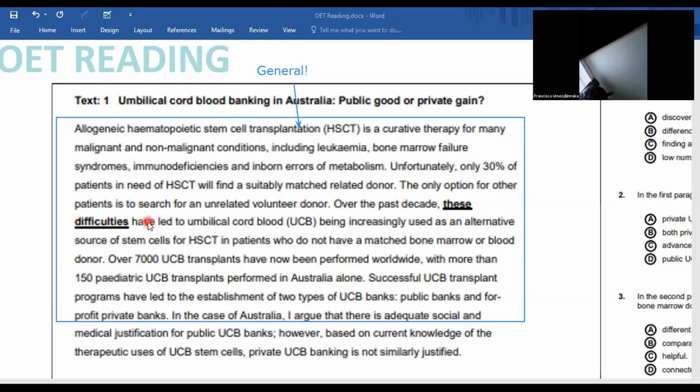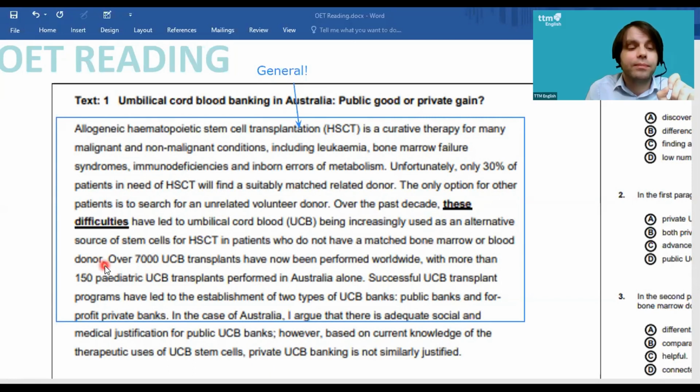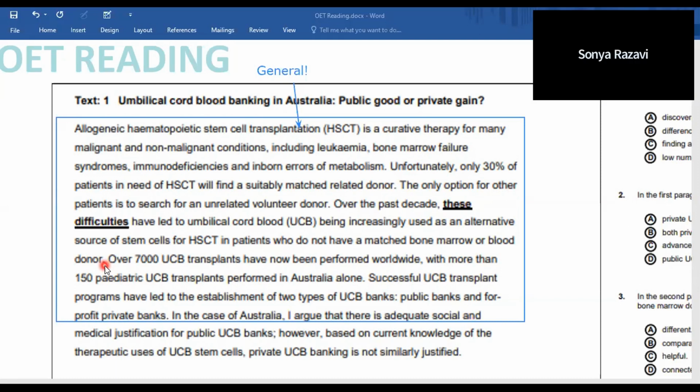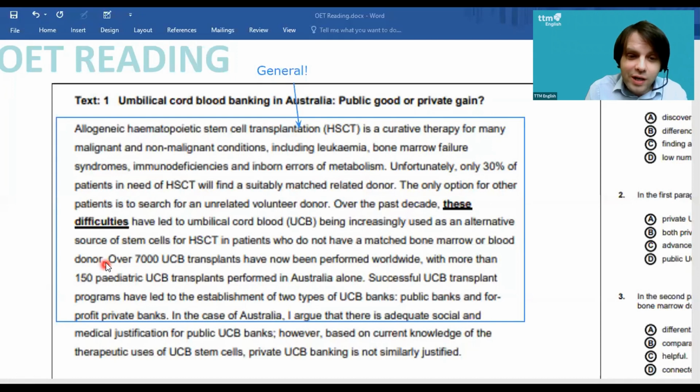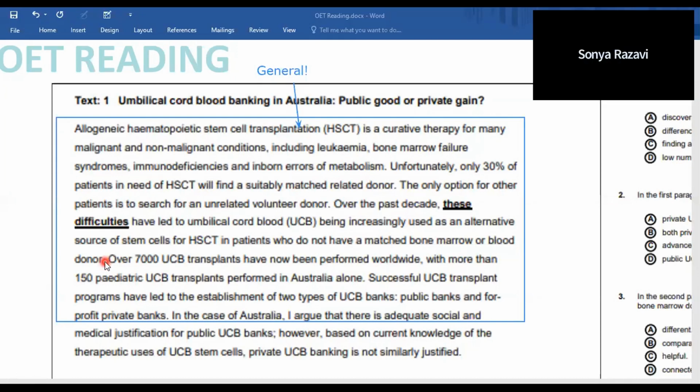These difficulties have led to umbilical cord blood, UCB, being increasingly used as an alternative source of stem cells for HSCT in patients who do not have a matched bone marrow or blood donor. Again, what's the question? What does "these difficulties" mean? Matched bone marrow. Keep it in your mind. You get this idea, right? Matched donor, matched bone marrow.